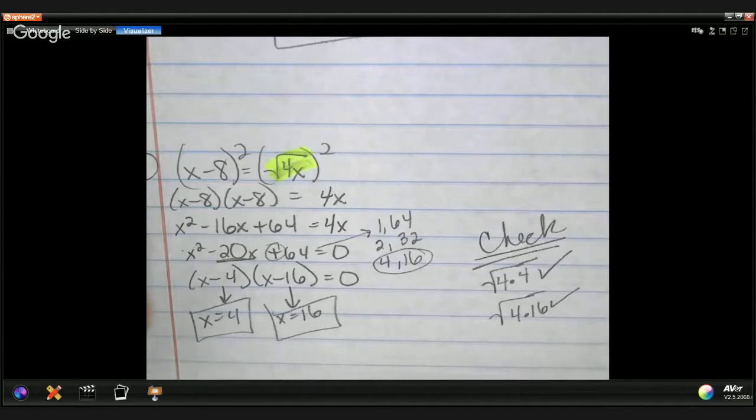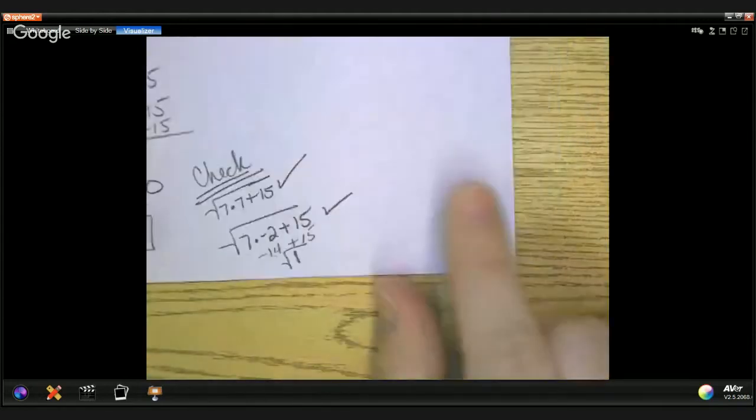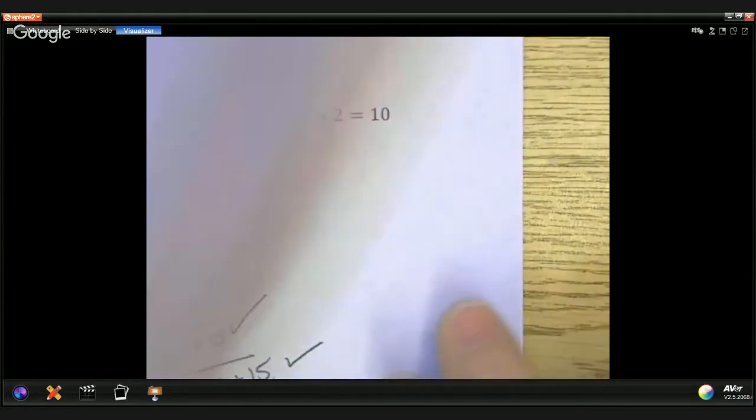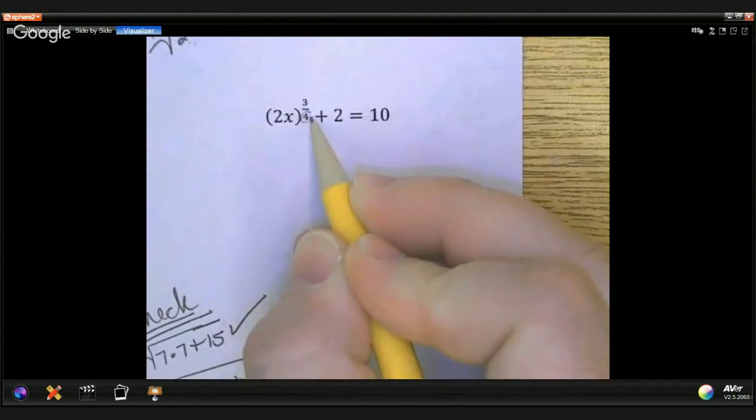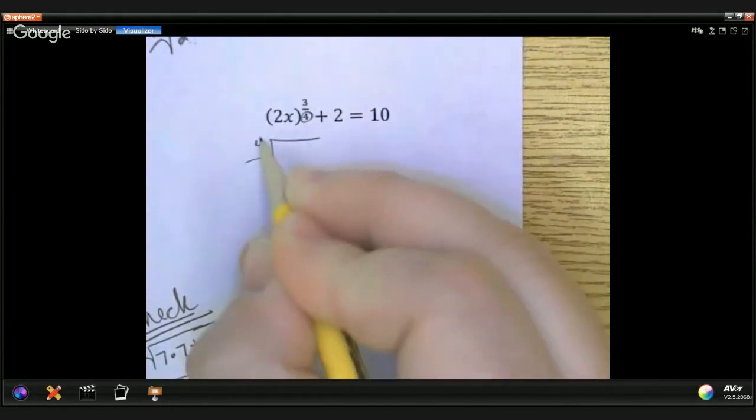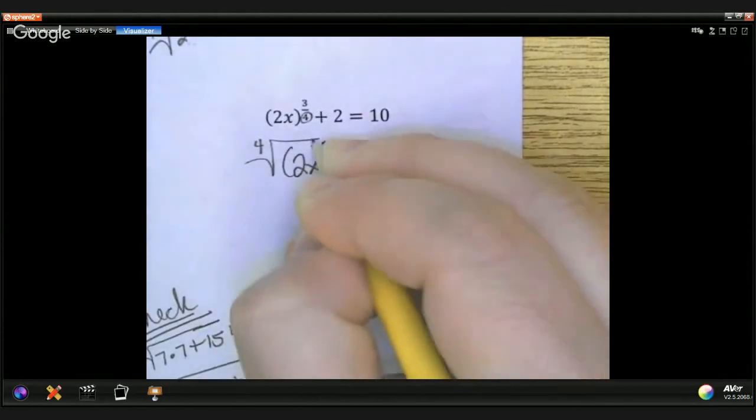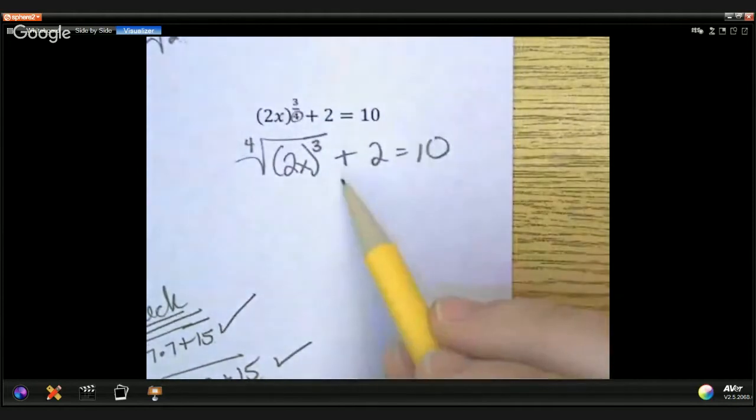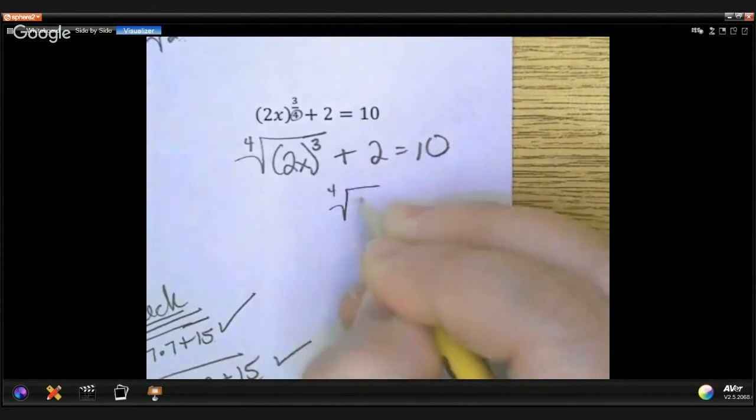All right, let's look at the last problem. What's different about this problem is that it's written with a rational exponent, and rational exponents can be a little complicated to work with. So what we're going to do is look at it as a radical. My 4 means I'm taking the 4th root. And then it's 2x to the 3rd. The first thing I have to do is get rid of this outside number, so I'm going to subtract 2 from both sides.